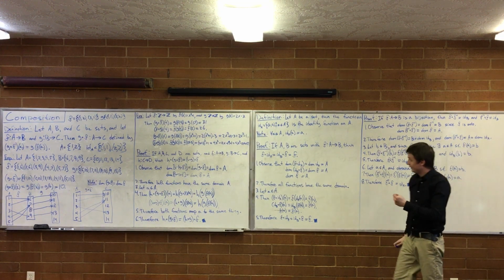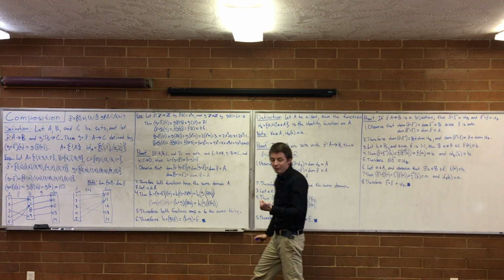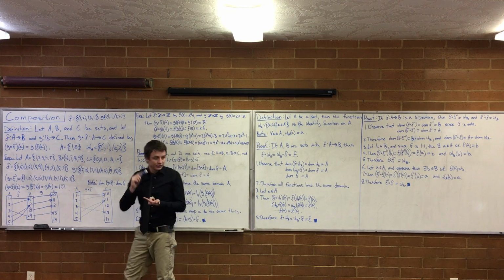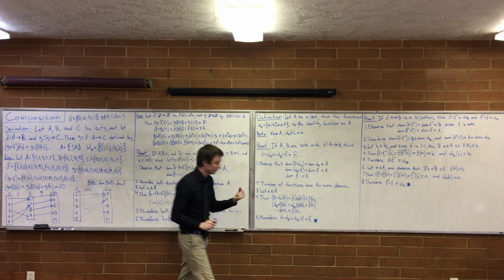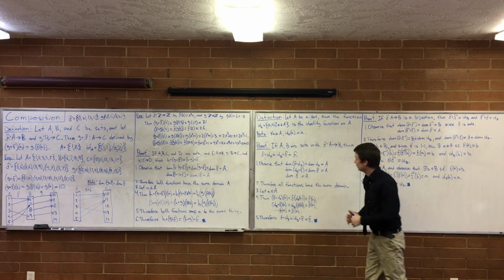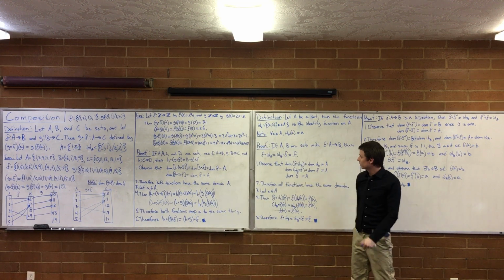So we need to prove two things. We need to prove that they have the same domain, and then we need to show that for each element in the domain, they map up the same way. That's the way that we show two functions are equal. Or in this case, three functions are equal.